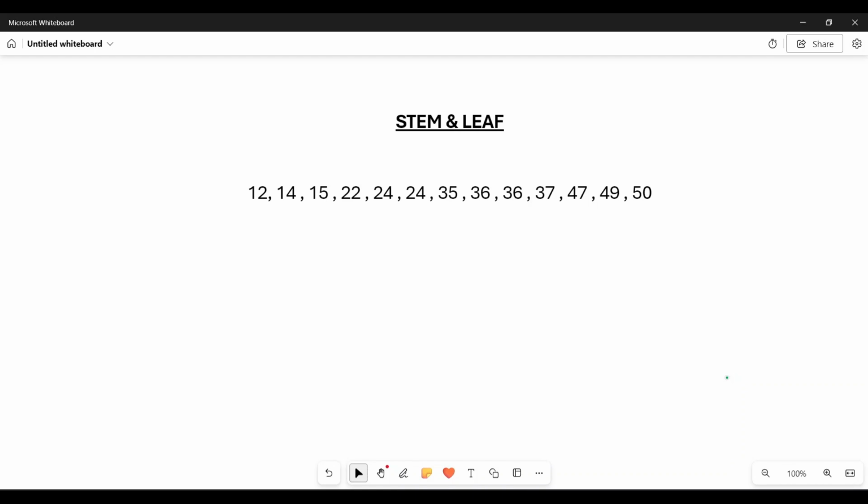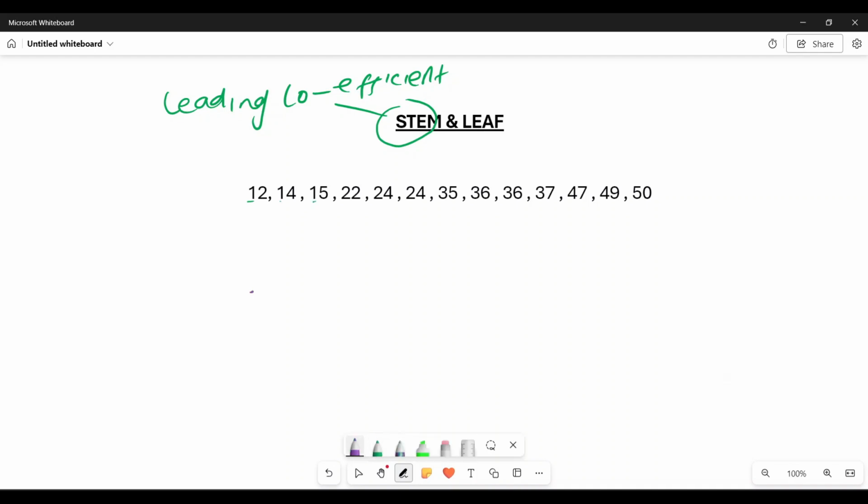Now, what do they mean by your stem and what do they mean by your leaf? Your stem is your leading coefficient. What is the leading coefficient? The first value of your term. When you're going to draw your stem and leaf diagram, here you're going to write your stem, and on the other side, this is where you would represent your leaf.